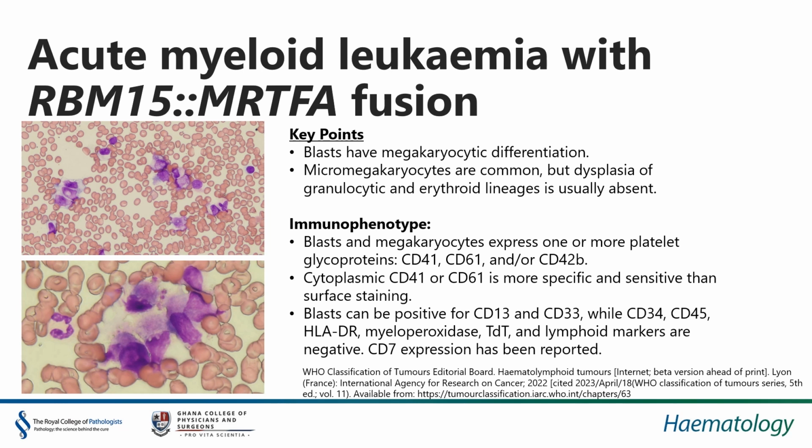Now, CD36 is typically positive, but remember CD36 is not specific. Blasts can be positive for CD13 and CD33, whilst CD34, CD45, HLA-DR, myeloperoxidase, and other things such as TdT and lymphoid markers are usually negative. This is another case of AML where CD7 has also been reported to be aberrantly expressed.